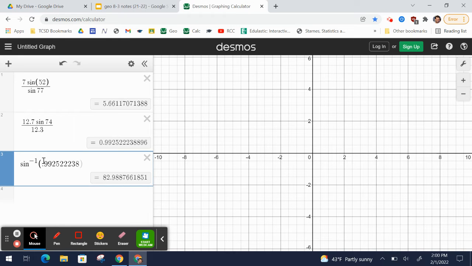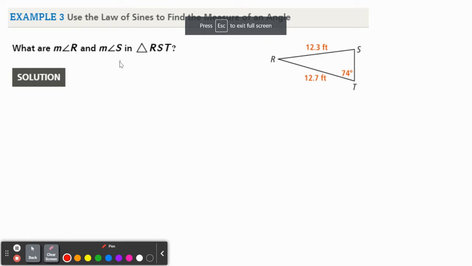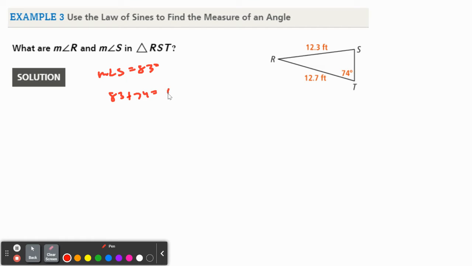0.9925238. And you can see it's not changing much. It's going to round to 83. So this is 82.9, which is 83. So if we go back to our notes here, we just got that the measure of angle S is 83 degrees. And now we can use the angles to find angle R. We know that the three angles add up to 180. So 83 plus 74 is 157, sorry.